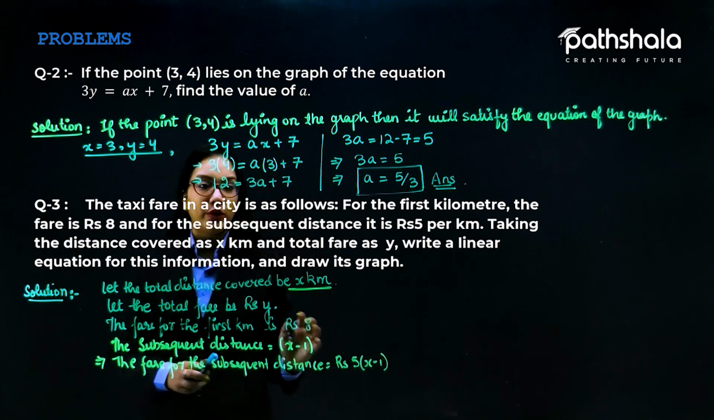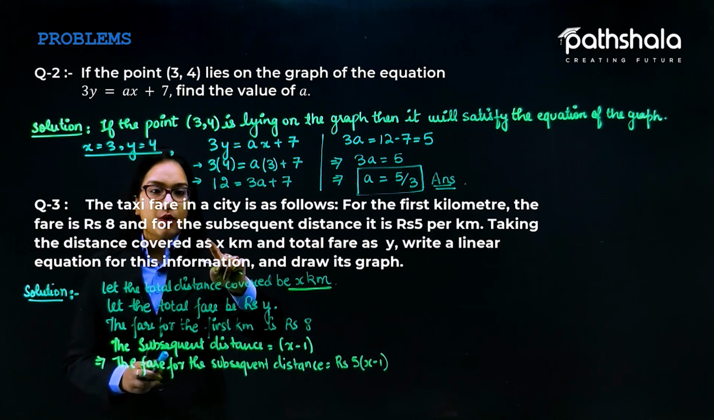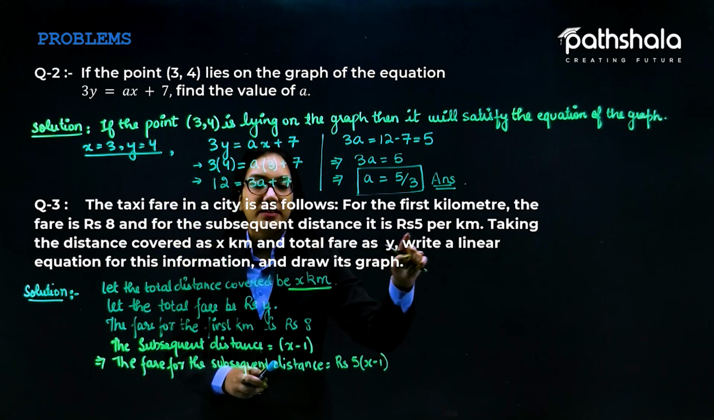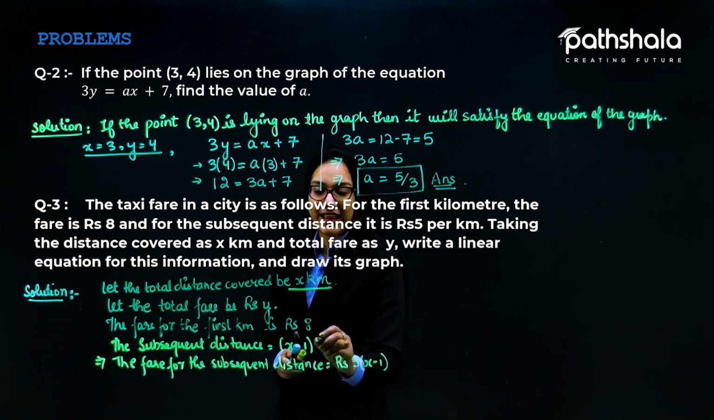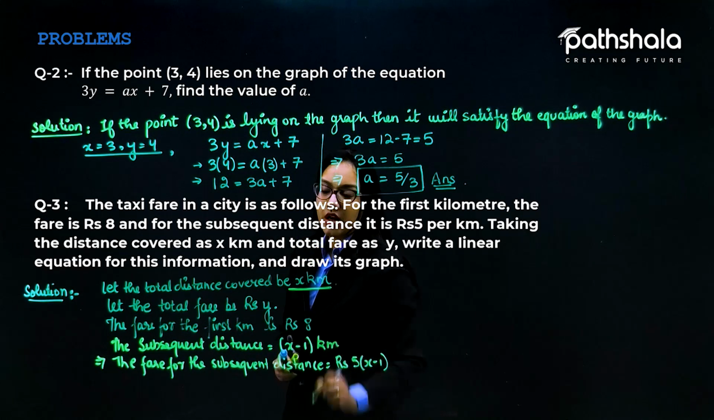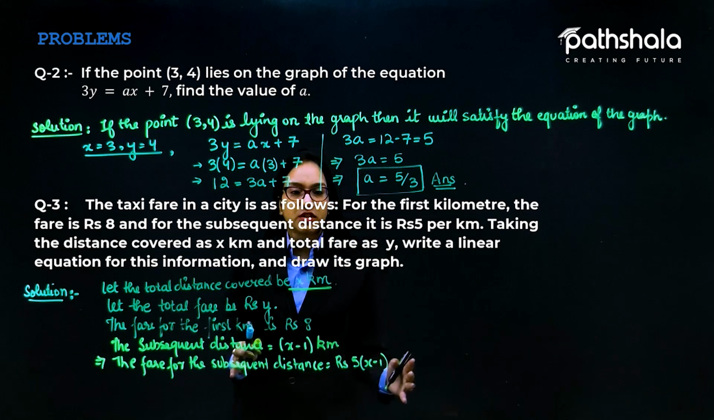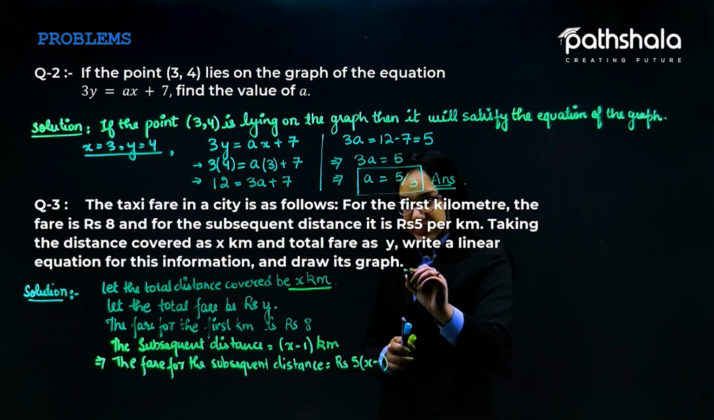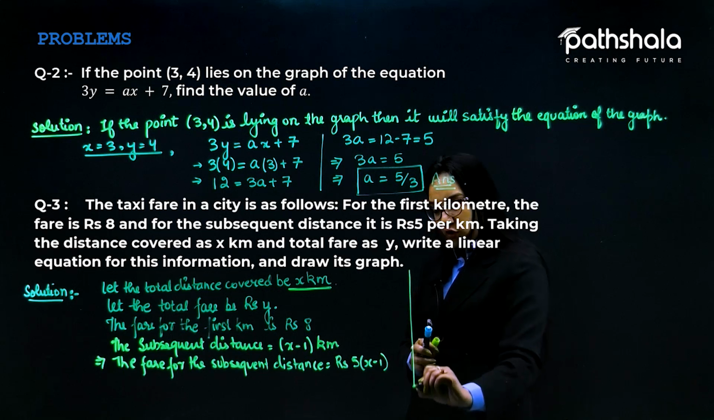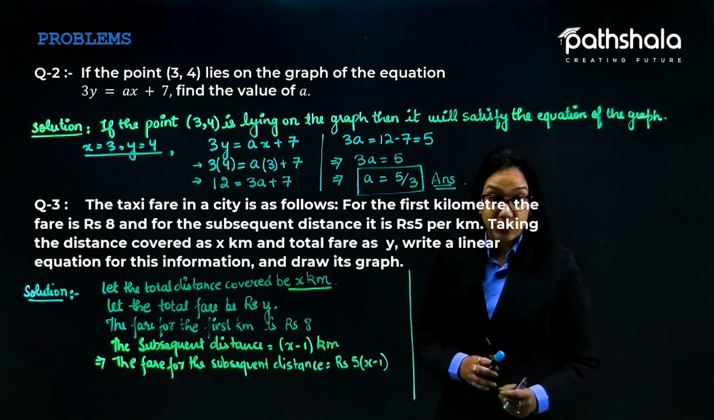It would be rupees 5 into x minus 1, because as per the question, for the subsequent distance it is rupees 5 per kilometer. So if the subsequent distance is x minus 1 kilometers, then the fare for the subsequent distance would be nothing but rupees 5 into x minus 1. Now let's take all this information together in order to generate the linear equation.